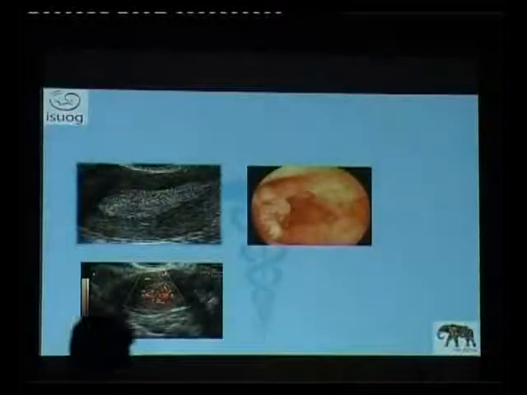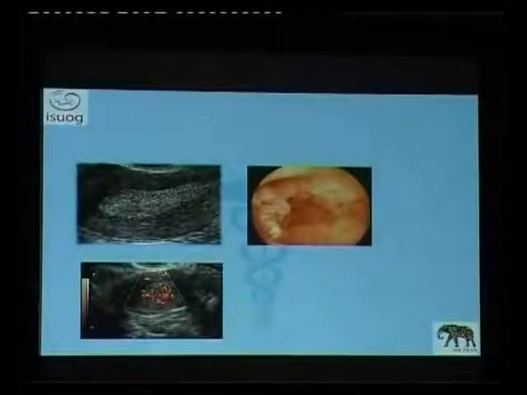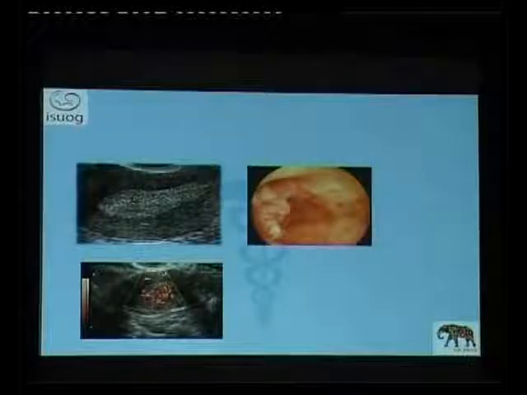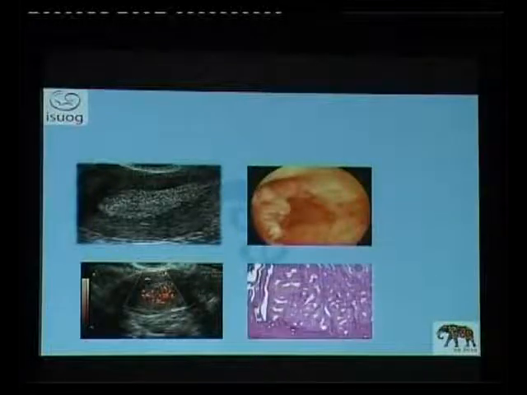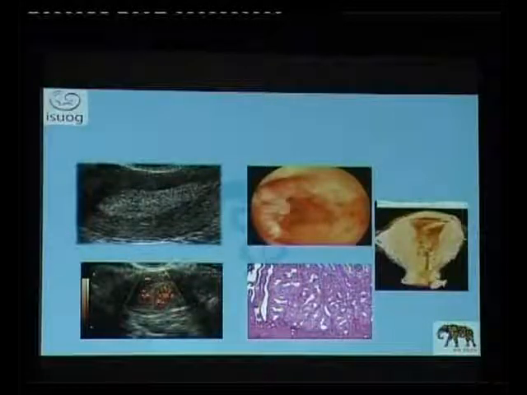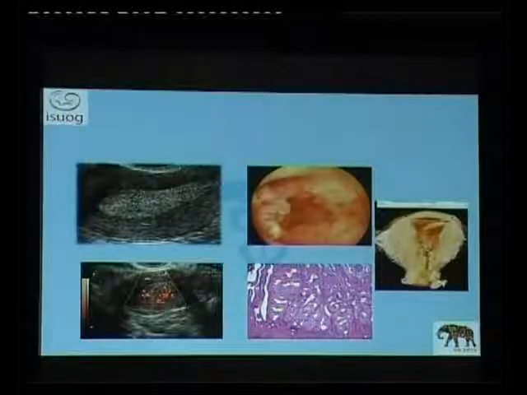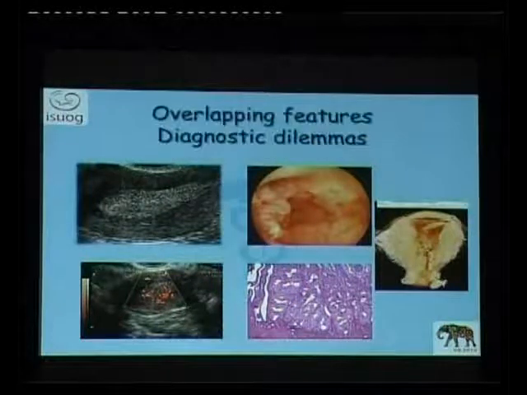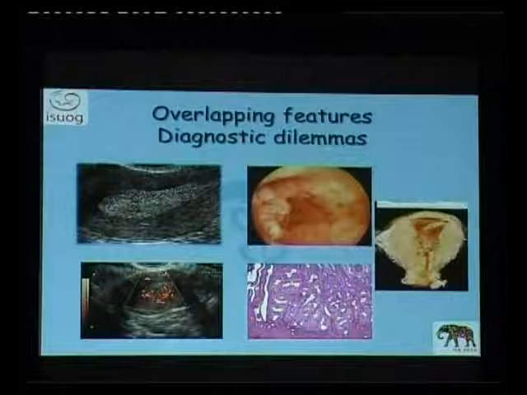We subjected her to diagnostic hysteroscopy, which revealed a polypoidal growth projecting into the uterine cavity. The biopsy revealed pleomorphic changes, and hysterectomy showed a papillary growth within the polypoidal growth in the uterine cavity. So these are overlapping features with diagnostic dilemma.